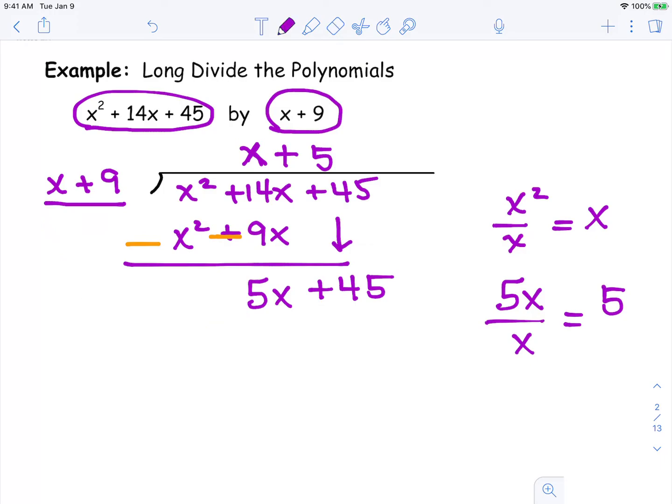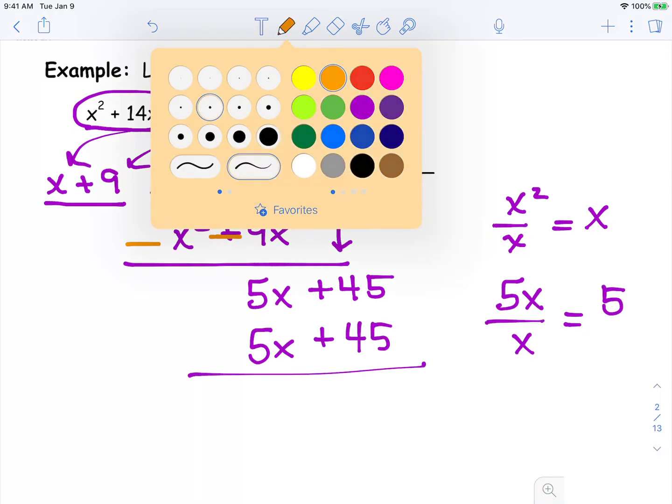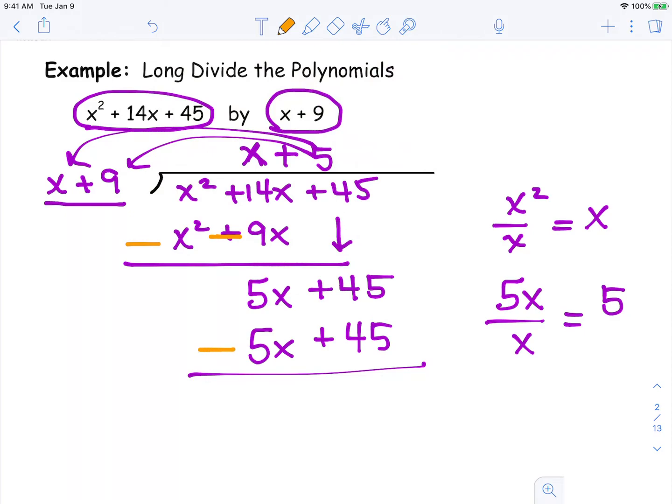All right, repeat the process. We're going to multiply 5 times x, which is 5x, and 5 times 9, which is positive 45. Put a line underneath it. Here's that mistake that students make: they forget to subtract all the way through. Now 5x minus 5x is 0, and 45 minus 45 is 0. So this is your remainder, which there isn't one, it's 0.